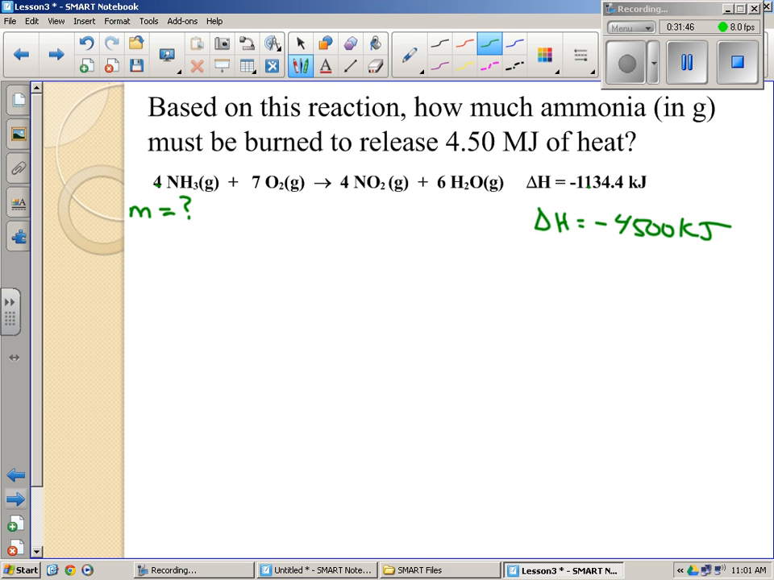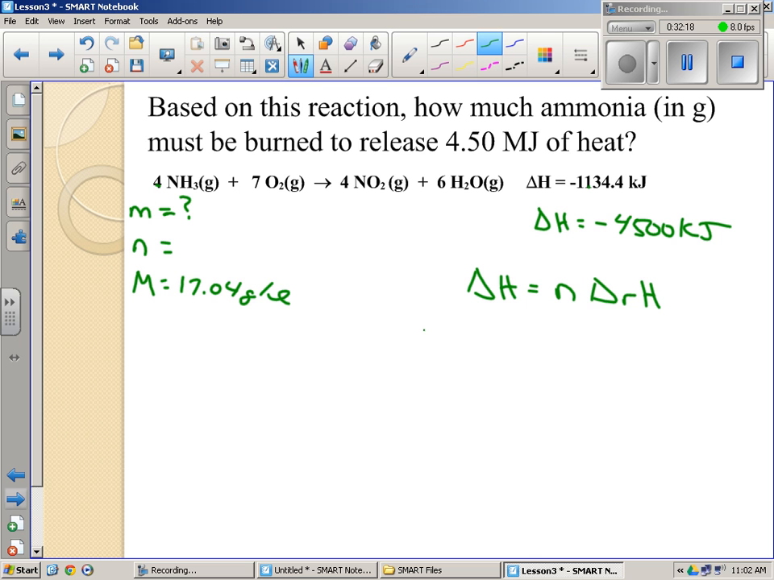If I wanted to get 4,500 kilojoules, the first thing you should ask yourself is how many moles is going to do that for me? Because if 4 gives me that, how many moles gives me that? We also could find the molar mass here, by the way, that's 17.04 grams per mole. And then we could figure out the mass that would be equivalent to that, okay?